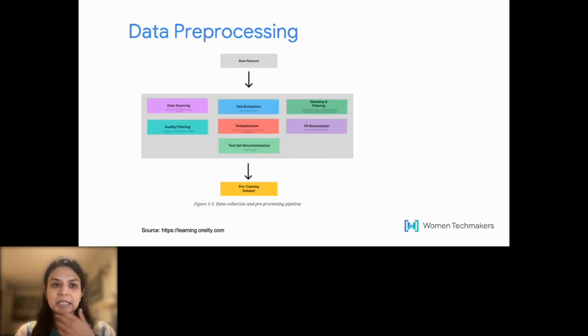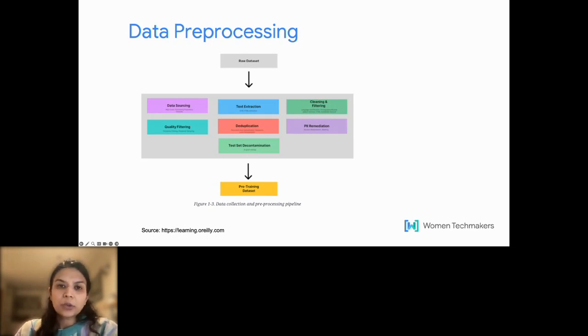So let's start with pre-processing, because the first step of training any model is data pre-processing, where you gather your data from different sources as per your use case, and then there are certain pre-processing steps which you need to perform on top of your data. So if you see over here, we take a raw data set.